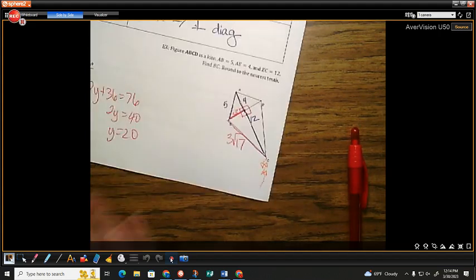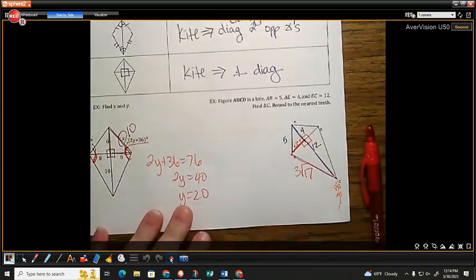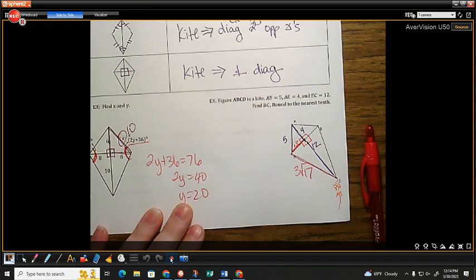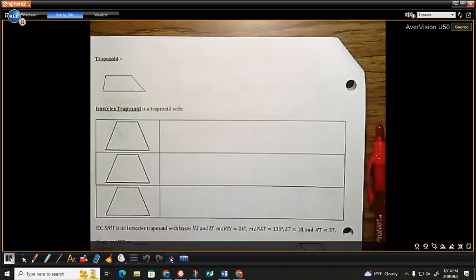So, oh look, you get to keep doing Pythagorean. I wonder why we've been doing that in our warm-up so much. That's crazy, man. I know, it's almost like we planned it. It's like, okay, that's enough kites.